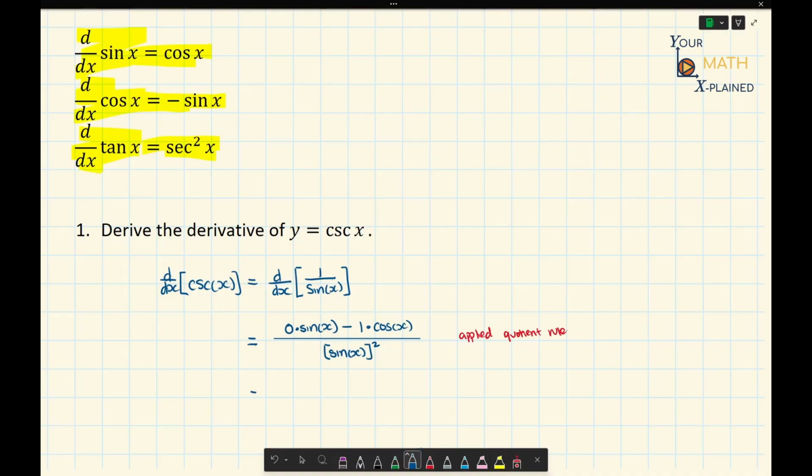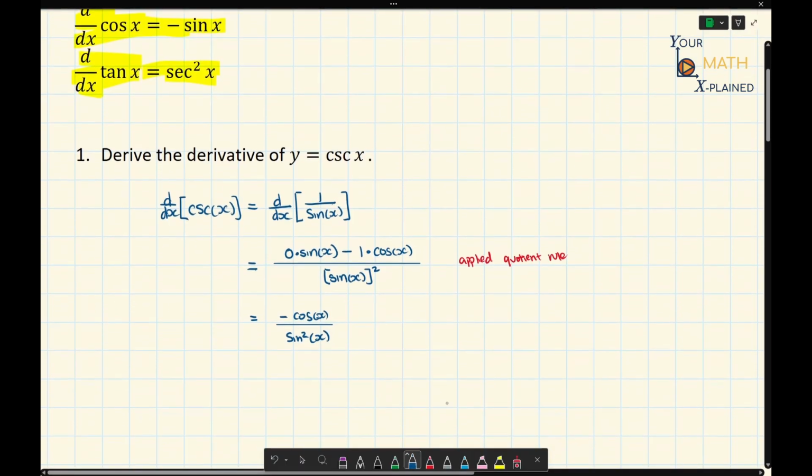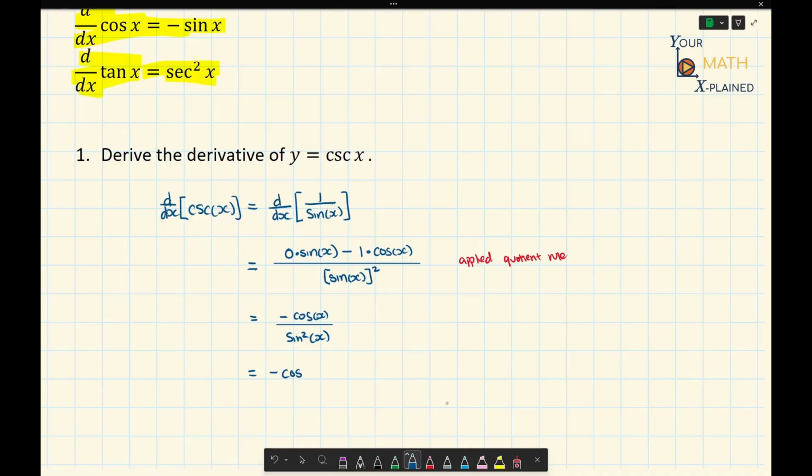So this is going to be equal to negative cos x over sine squared x. And now we can simplify this a little bit further, since we can take one of these cos x over sine x and simplify that to cotangent x. So what I mean is that we are going to split our sine squared x into sine x times sine x. So you can think of this as negative cos x over sine x.